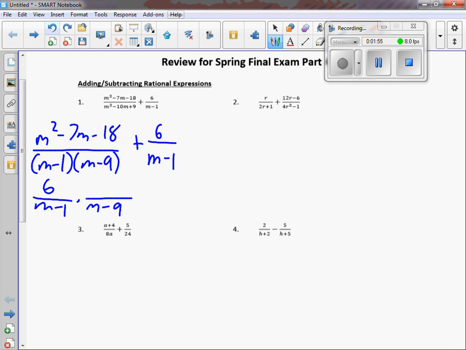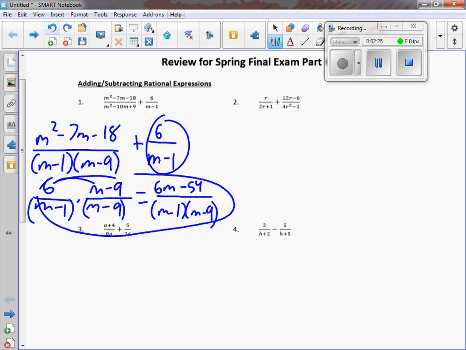But if I multiply on bottom, I have to multiply on top. And here's how this is going to work. We are going to, on top, distribute. So we get 6m minus 54. On the bottom, we could just jam our factors together. That means I can now rewrite this guy after we went through this process. We can rewrite him as 6m minus 54 over m-1, m-9.